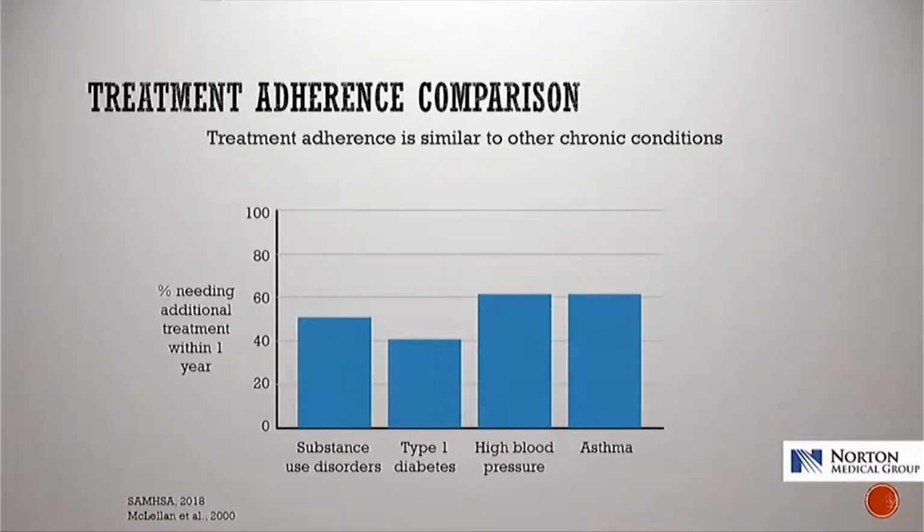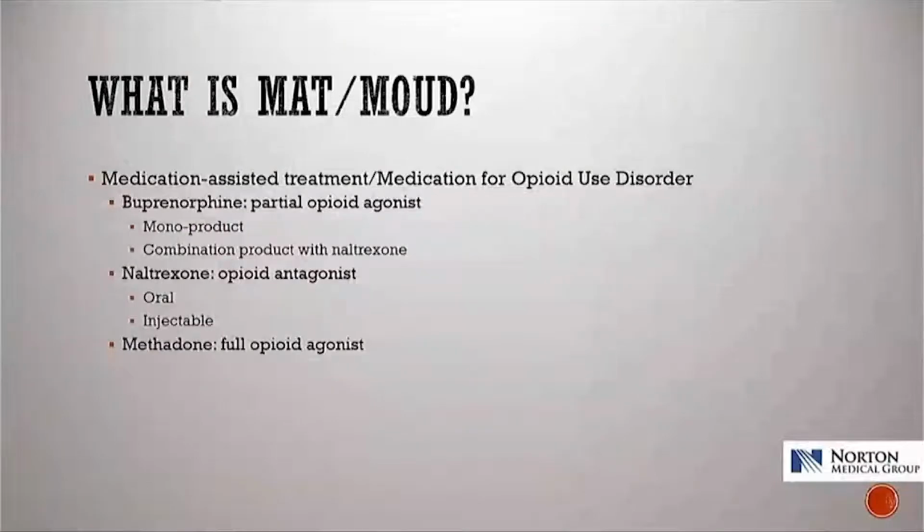So I want to introduce what is medication-assisted treatment, or medication for opioid use disorder. I'm going to use this in the context of opioid treatment and alcohol treatment, but more specifically opioids. Buprenorphine, or Suboxone, which is the combination product that has naloxone in it, is a partial opioid agonist, which I'll talk briefly about. It comes in two forms. It comes in the mono product, which is called Subutex, but the combination product also has the opioid blocker in it, which is naloxone, an opioid antagonist.